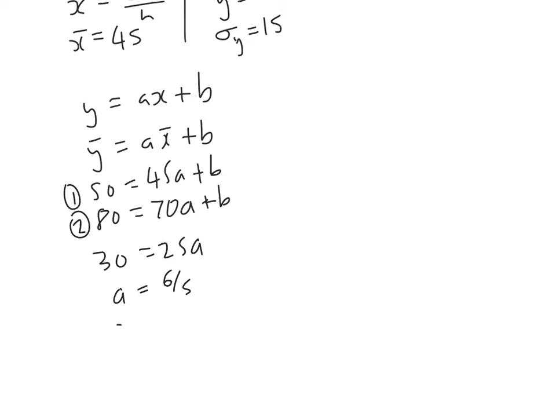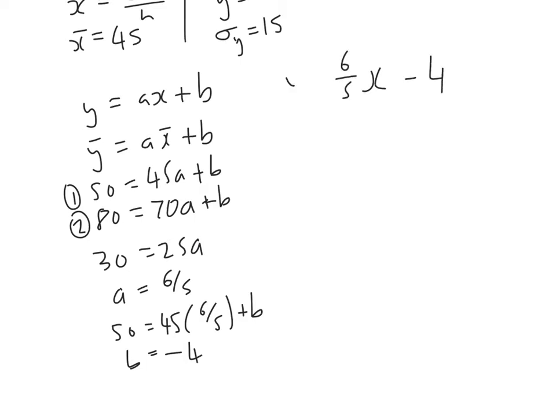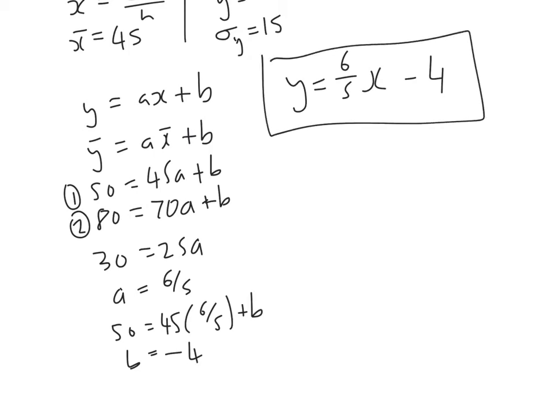If we put that back in, we get the value for b, which would be 50 minus 45 times 6 divided by 5, which gives you minus 4. So if you're scaling it, you get the x value, multiply it by 6/5, and take away 4, and that will give you the y value. That's how you scale the marks.